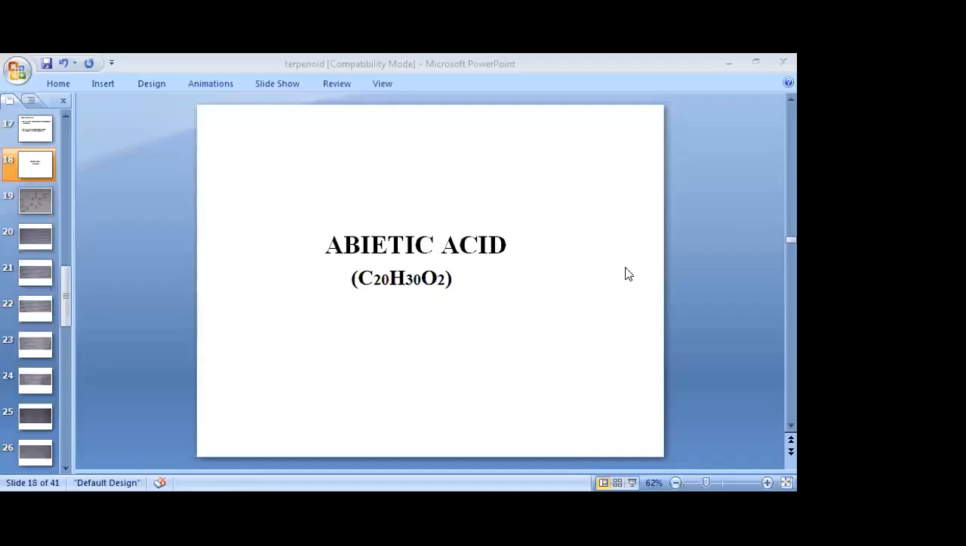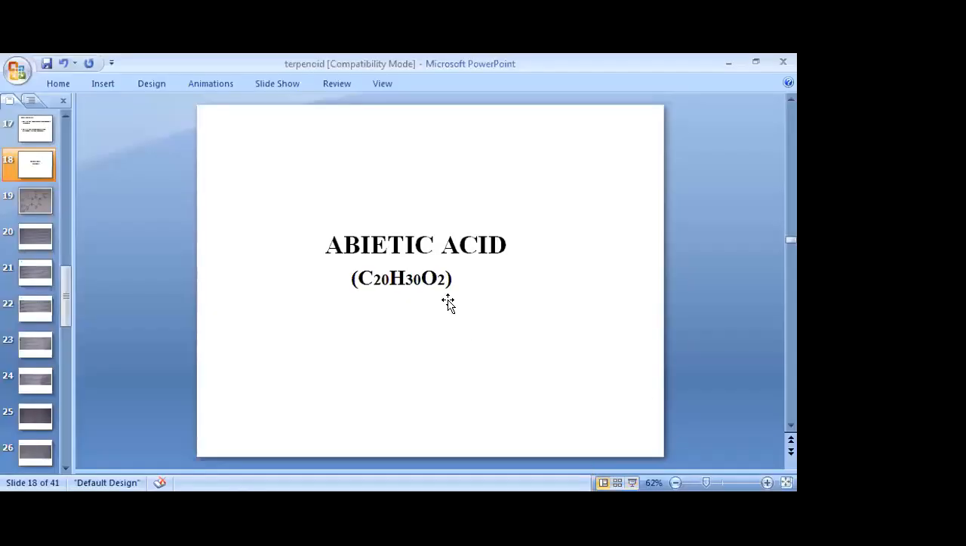Okay, so first of all, our discussion on abietic acid. Abietic acid is one of the important terpenoids. If I talk about abietic acid, this is the general formula of abietic acid: C20H30O2.